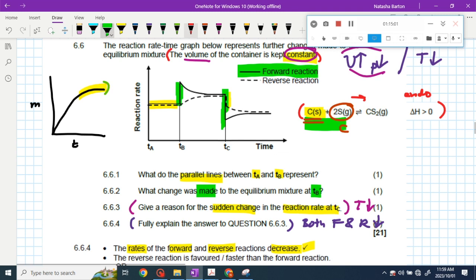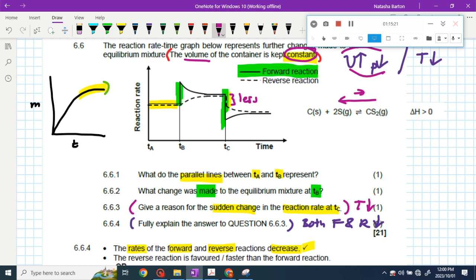It means if we were to draw these arrows using long arrows to imply favoring, then we would say the forward reaction would be like that and the reverse reaction would be like that. Okay. So our reverse reaction, because it decreases less, is the reaction that is favored. The forward reaction, the solid line, because it decreases more, it is not favored.